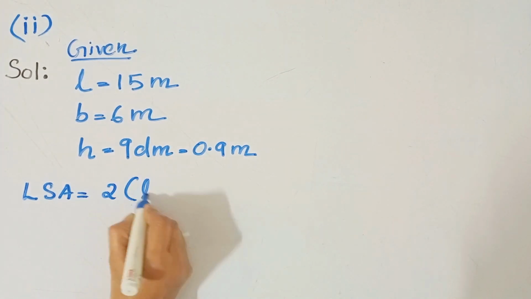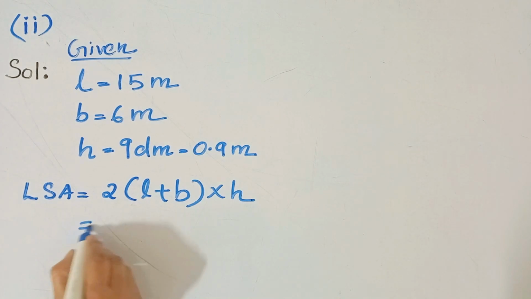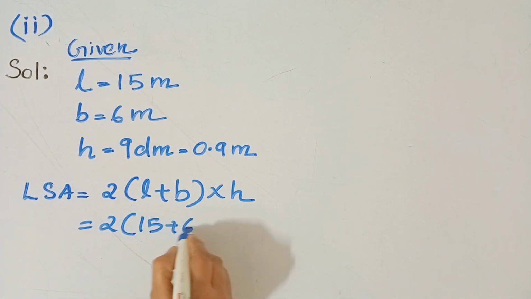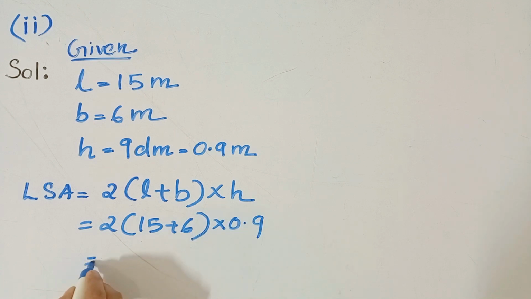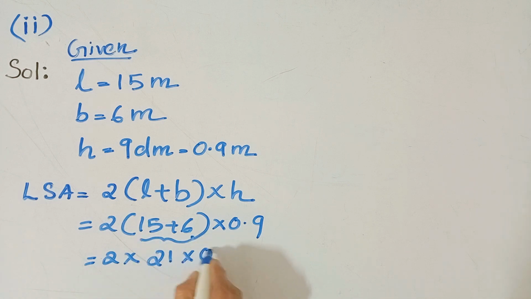To find the lateral surface area of a cuboid, we use the formula 2, L plus B, times H. After substitution, we will get 378 square meters.